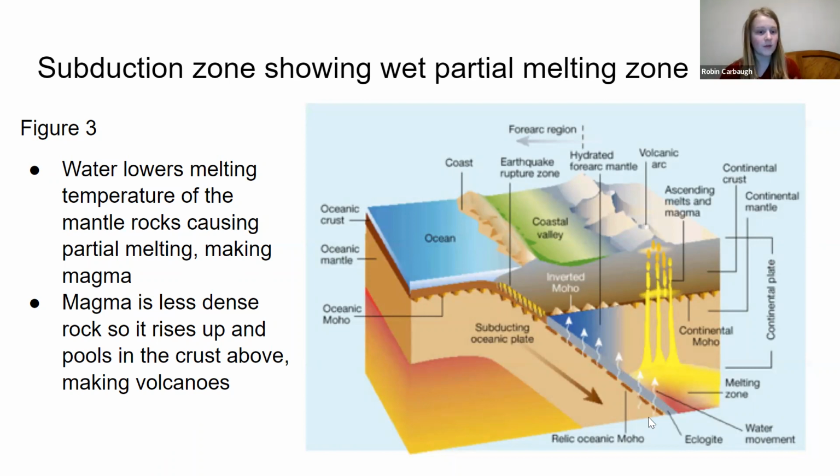And when we have water mixed in, it will change the chemistry up a little bit, and it will allow these rocks to melt a lot sooner in a process called partial melting, which will make magma. And this magma will create volcanic chains.